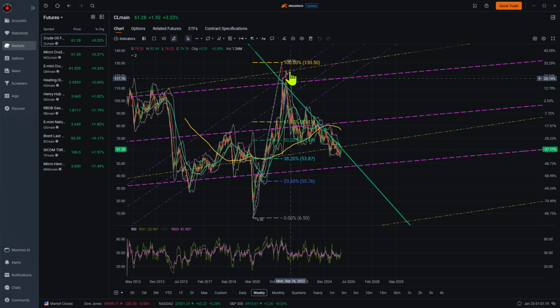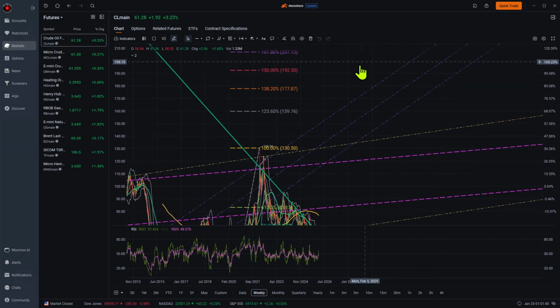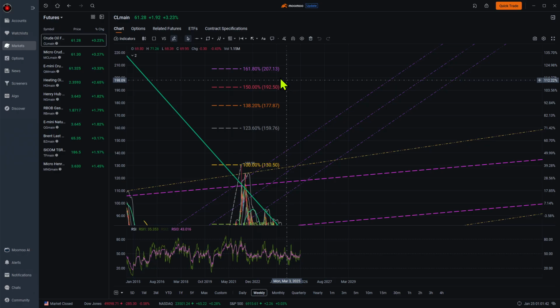See that big move? And then we corrected it. This was a 5-wave move with divergence. This is a correction. You're going to get a new high out of this, 130. You're coming up here. 207 oil.